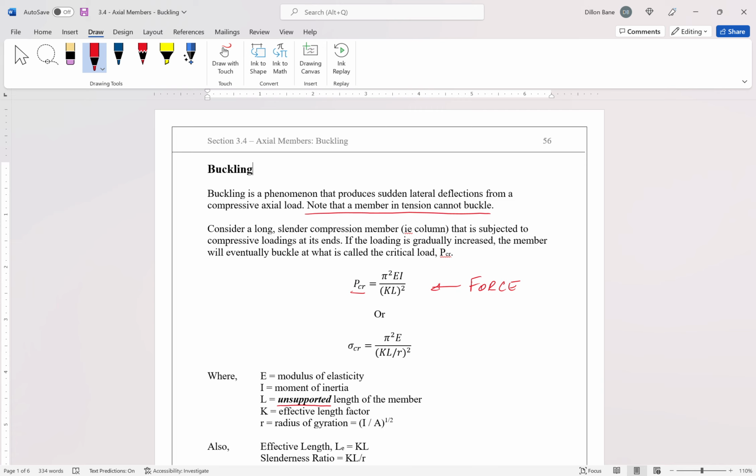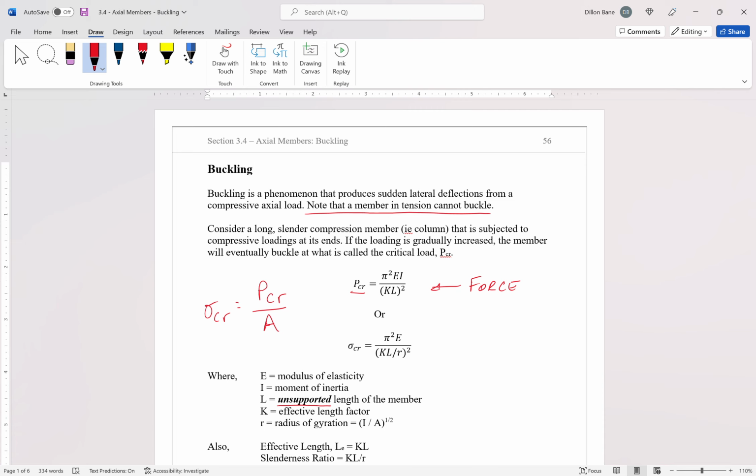Also, if we have a P critical, we are also going to have a critical stress. The critical stress just corresponds with the critical load, right? So the critical stress is just the critical load divided by the area of our member, okay? But if we don't know what the P critical load is, we can calculate the critical stress based on pi squared E divided by KL over R squared, where R is what we call the radius of gyration, and it is simply the square root of I over A.